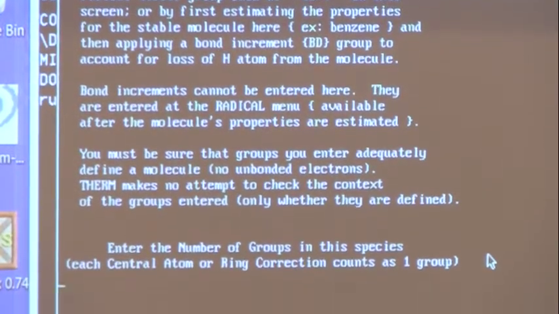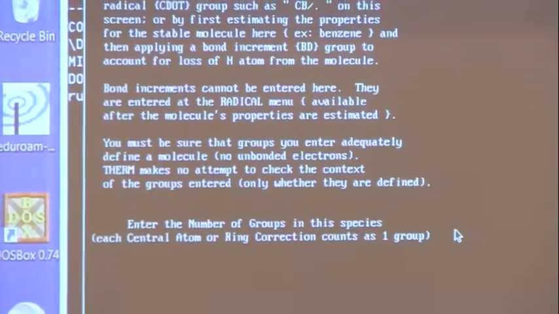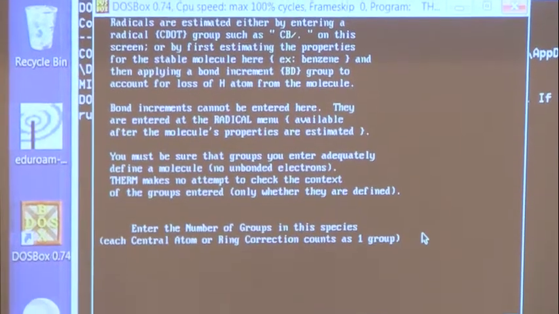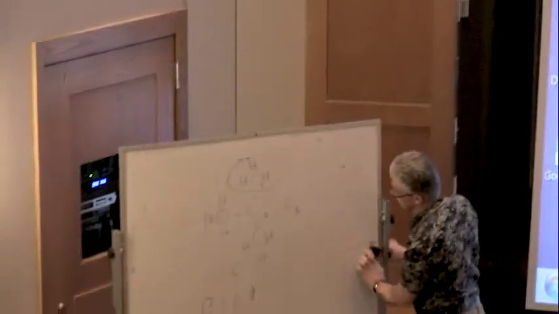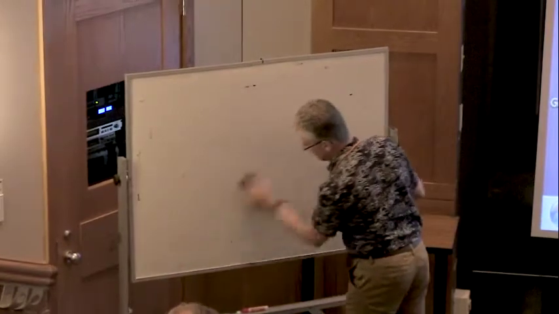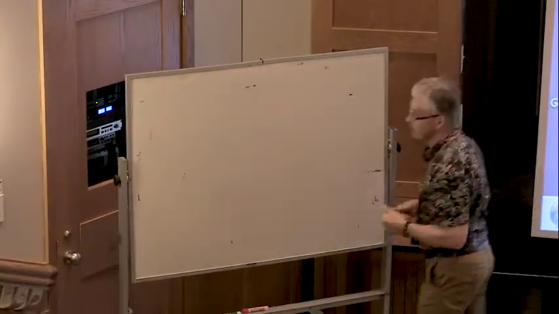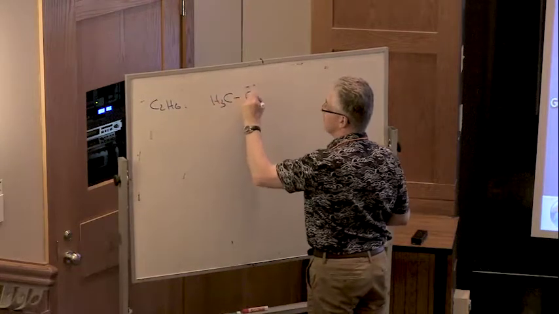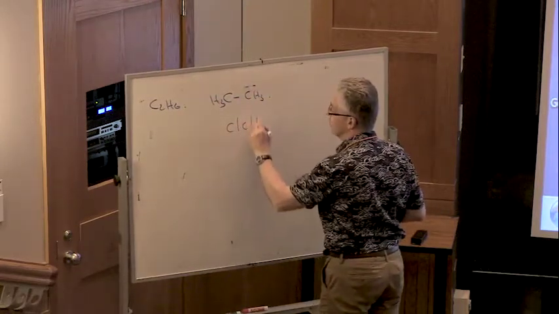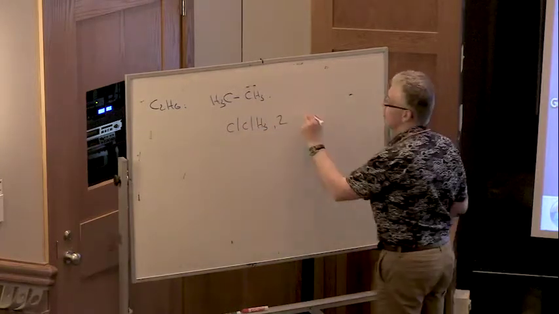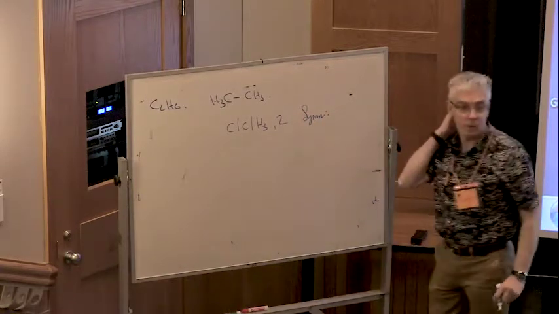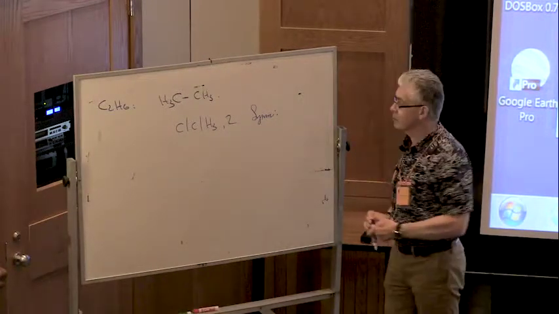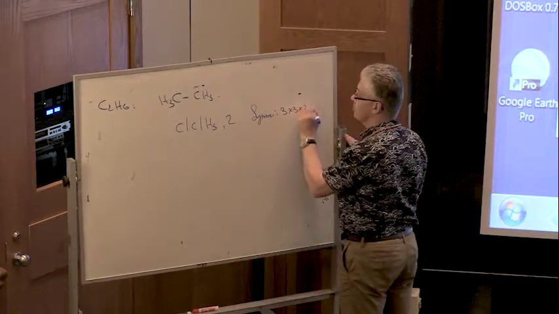So, enter the number of groups in the species. For ethane, when I'm doing the thermo, I do all the groups and the contributions and so on, and then I prepare it, and then I use the code to calculate it. So we have ethane, C2H6. So we have CH3, CH3. So we have C bonded to C bonded to H3 twice. The symmetry number for ethane? 18. 3 times 3 times 2 is equal to 18.